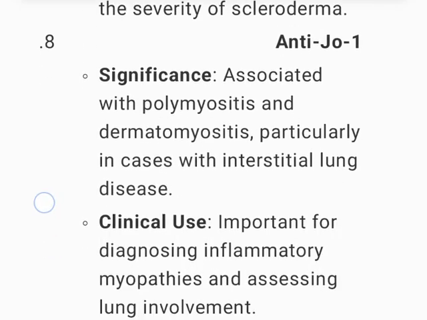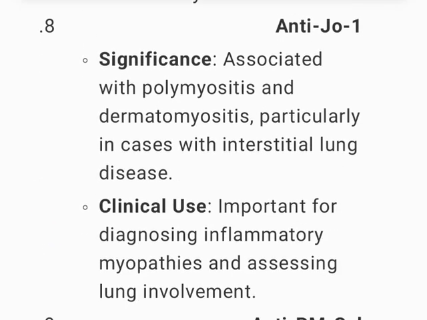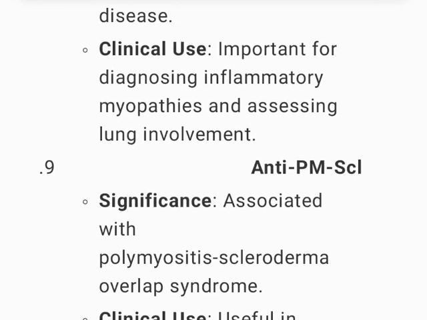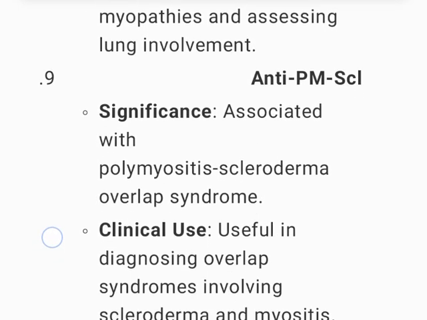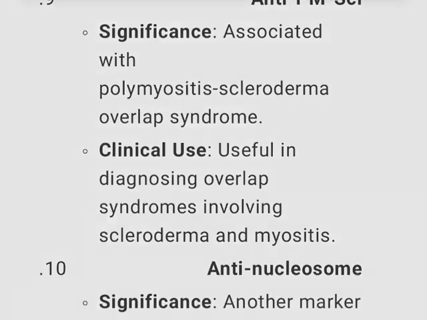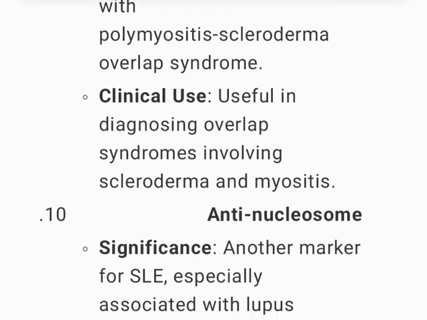8. Anti-Jo-1. Significance: associated with polymyositis and dermatomyositis, particularly in cases with interstitial lung disease. Clinical use: important for diagnosing inflammatory myopathies and assessing lung involvement. 9. Anti-PM-Scl. Significance: associated with polymyositis-scleroderma overlap syndrome. Clinical use: useful in diagnosing overlap syndromes involving scleroderma and myositis.